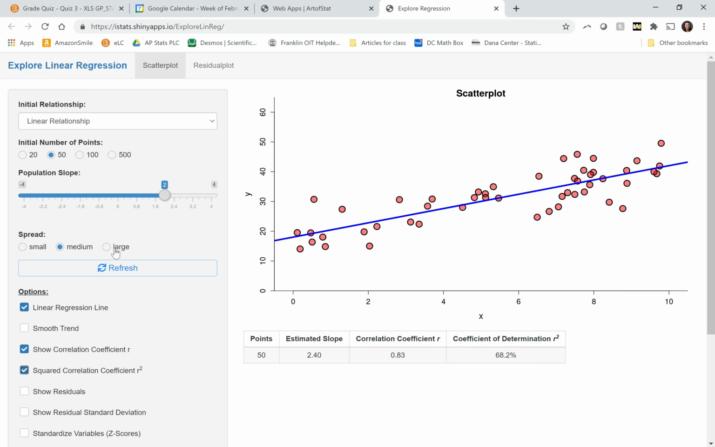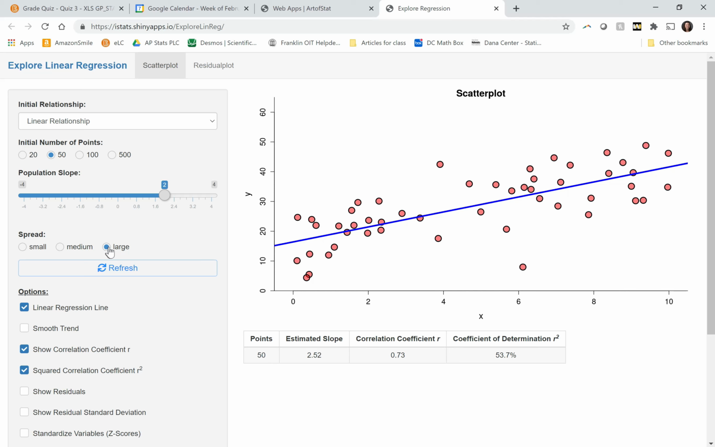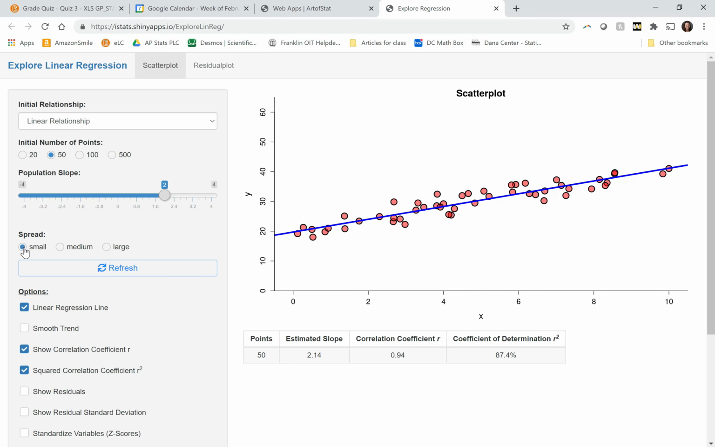If the points were more spread out around the line, so they're not as tight around the regression line, now our correlation and our R squared are going to go down. So as the points get further from the line, the smaller our R squared, the coefficient of determination, would be. Whereas if the spread is really small, if the points are falling really close to the line, that means you've got very accurate predictions based on that regression line.